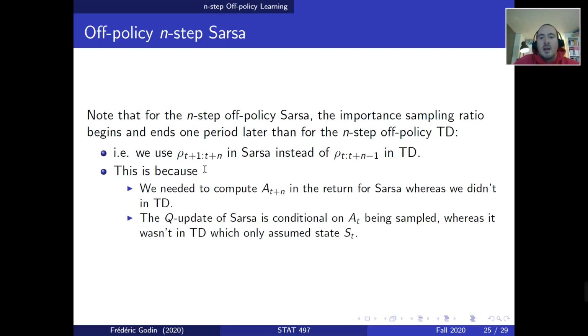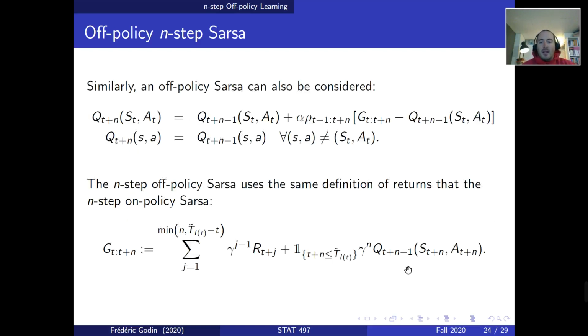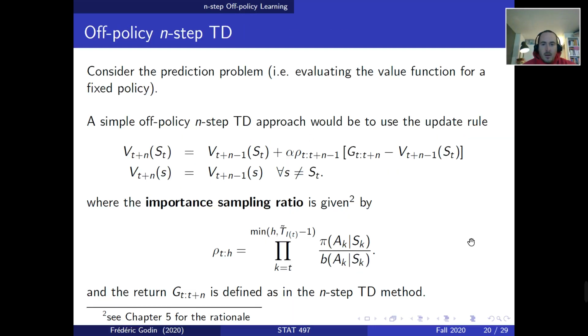Okay, so in a nutshell, it's because in SARSA we condition on A_t, so we don't have to determine the likelihood of that action. Second, why do we end at time t+n the importance sampling ratio instead of t+n-1? It's because if we go back here, in the n-step SARSA, the target involves the action at time t+n, whereas if we go back to the TD here, let's go back here.